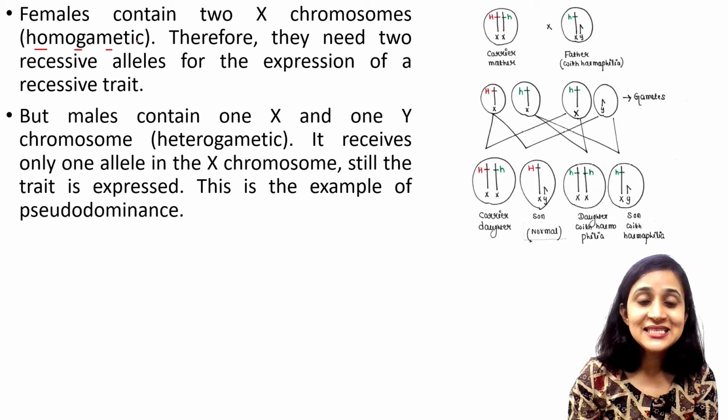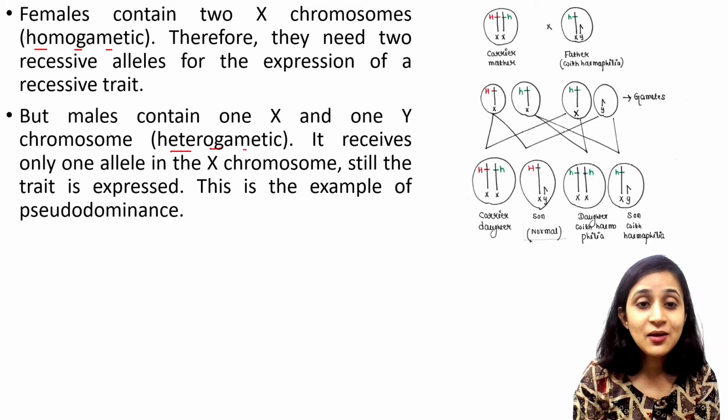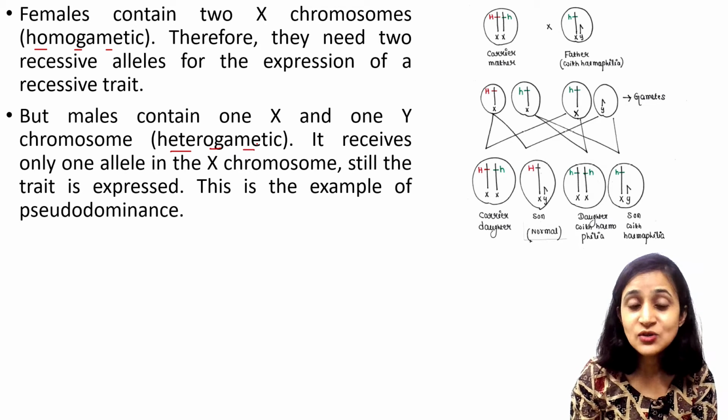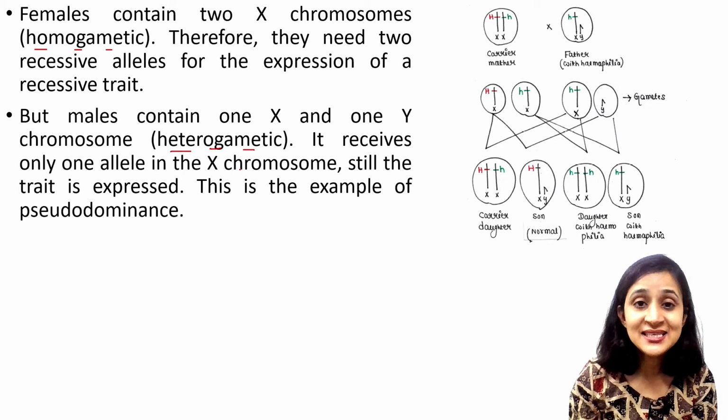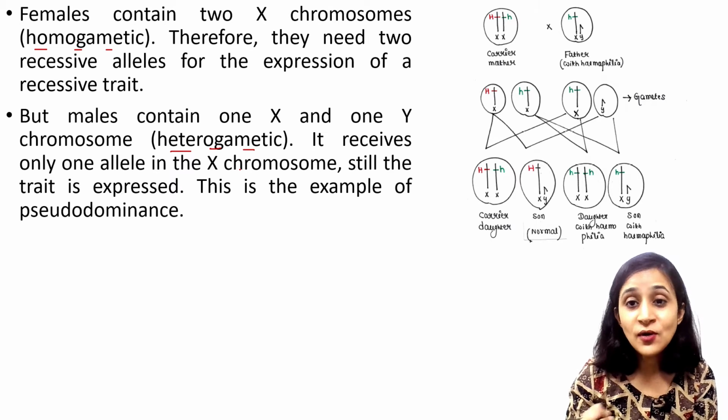But males contain 1 X and 1 Y chromosome. They are called heterogametic because they have 1 X chromosome and 1 Y chromosome. It receives only one allele in the X chromosome, still the trait is expressed. This is the example of pseudodominance.